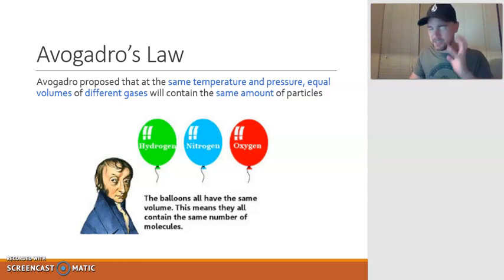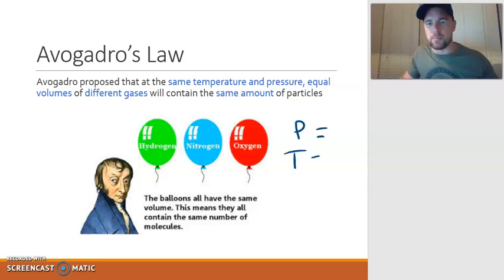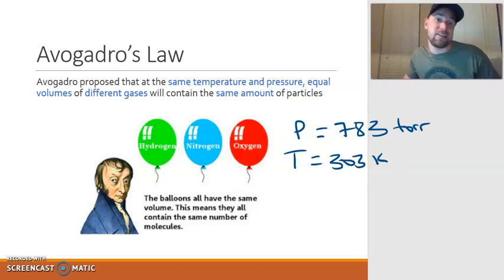Okay, so let's digest that. Let's make sure you understand what he's saying there. So let's just come up with a random pressure and a random temperature. I'm totally going to make stuff up. Okay, so let's just say the pressure is 783 torr and the temperature was 303 Kelvin. I'm totally making stuff up. It doesn't matter.